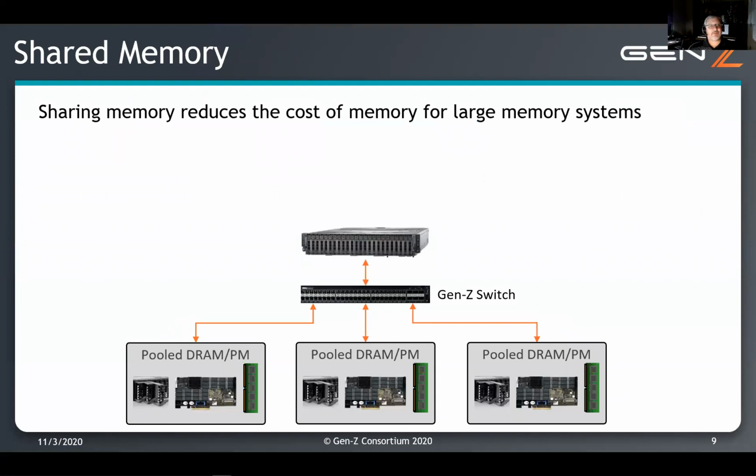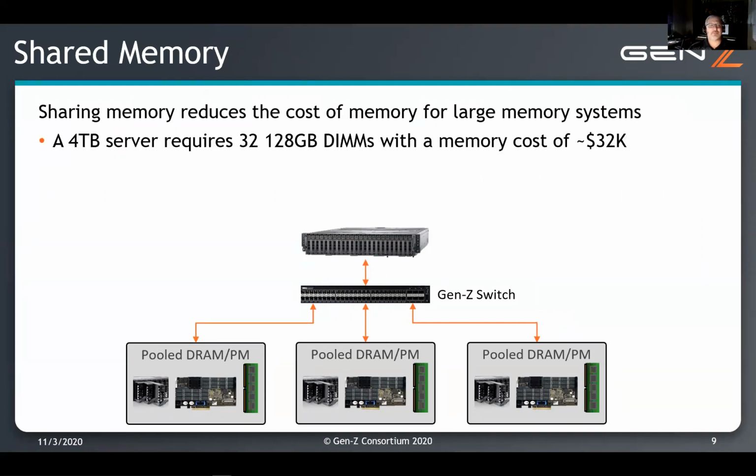All right, back into our Gen Z environment. Let's talk about what it does for you economically. I want to share my resources. And if I think about it in a large memory system, what does that mean to me? Well, let's say I'm doing something that requires maybe 4 terabytes per server. A large in-memory database would be a good example of that. To get enough memory to get 4 terabytes, I actually need to use 32 128 gigabyte DIMMs. And when I did a quick view on the internet, I found the cost of these to be about $32,000 just for the memory. And it's because these 128 gigabyte DIMMs aren't currently the sweet spot in our industry.